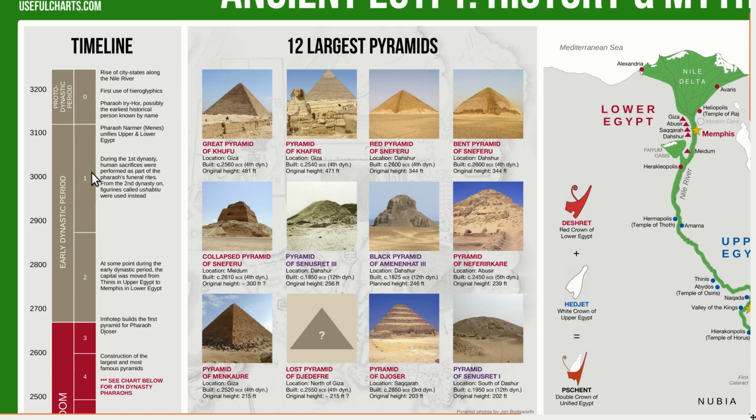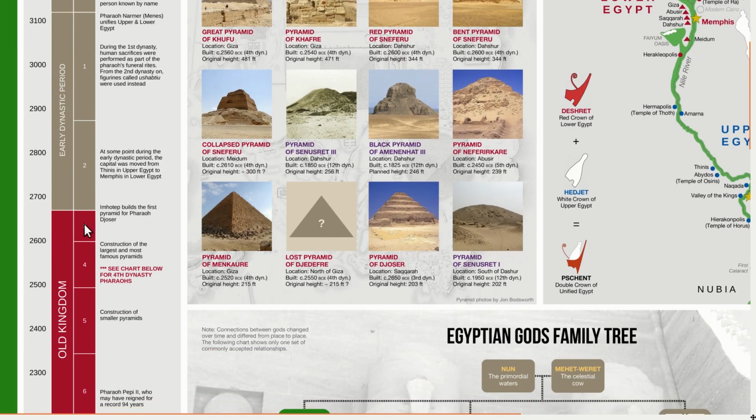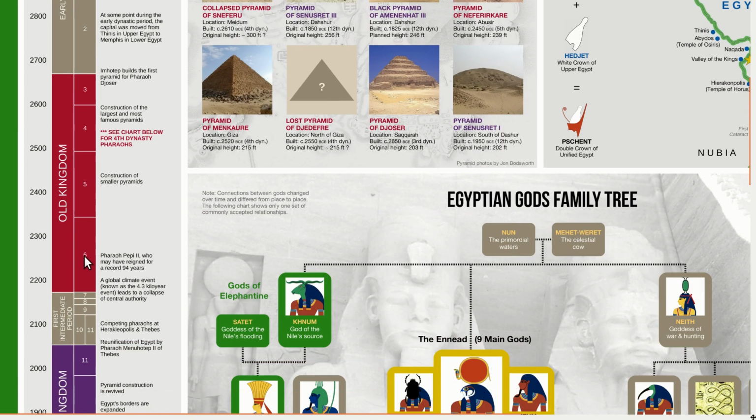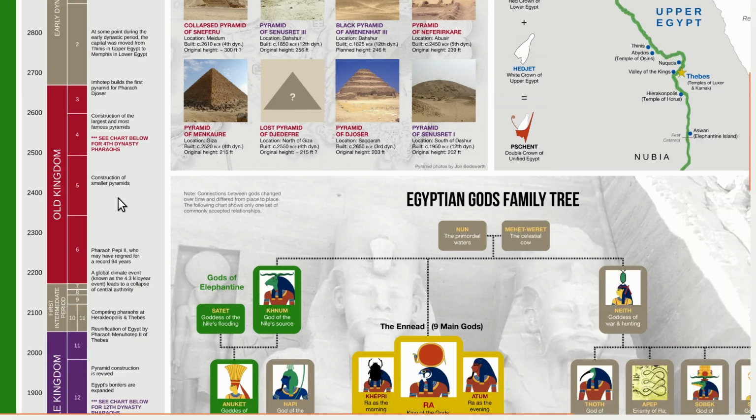Now, the first thing you need to know about Egyptian history, if we look at the timeline on the left, is that it can be divided into various dynasties, and that's what these numbers stand for. So when someone talks about Dynasty 5, you can see exactly where on the timeline that occurred.